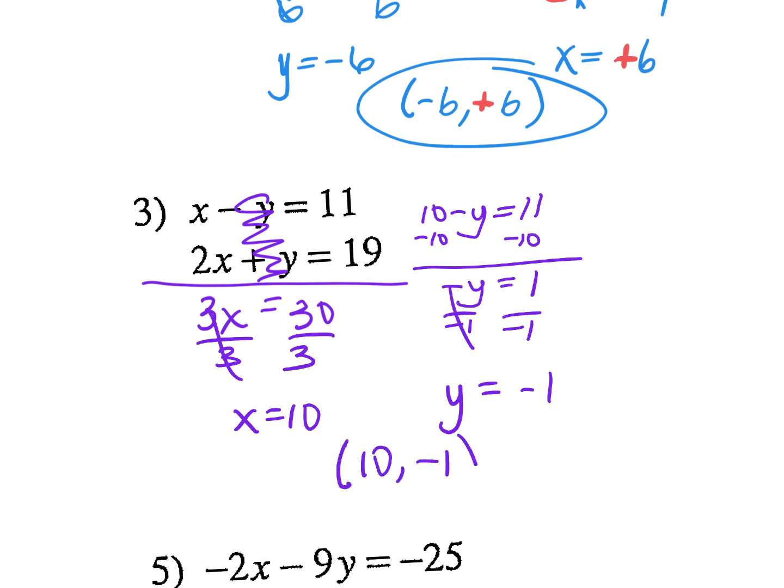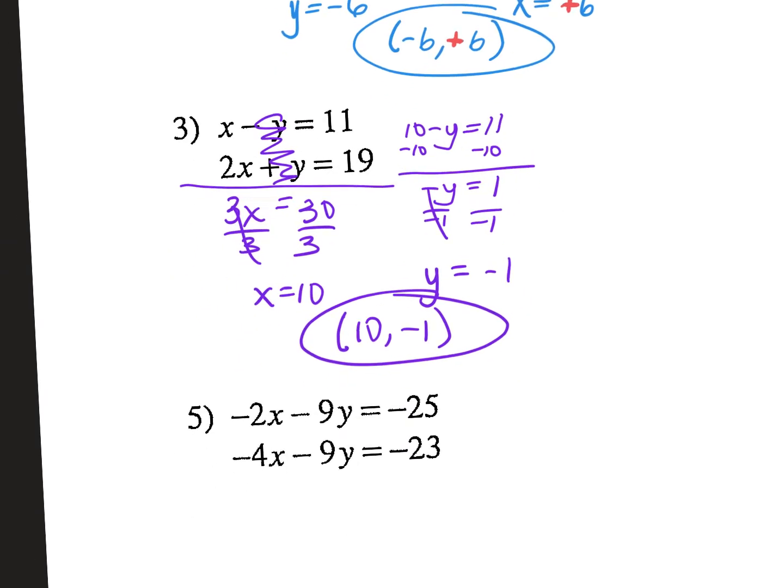10, comma, negative 1. Now take a second to make sure there's no mistakes made. Plug it into the top one. 10 minus a negative 1. Does that give me 11? Yes. Bottom one. 10 times 2 is 20 plus a negative 1. Does that give me 19? Yes. So you're good to go. Take the extra second to check. Some of these numbers are big.